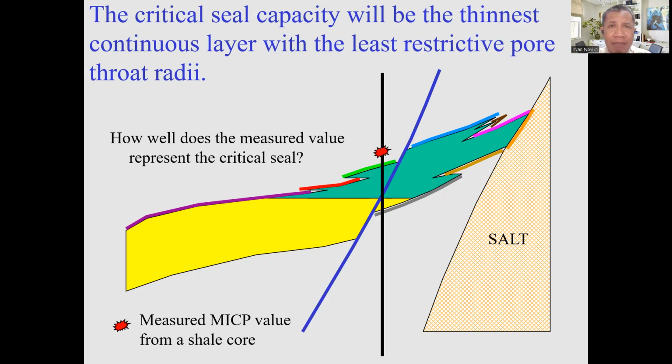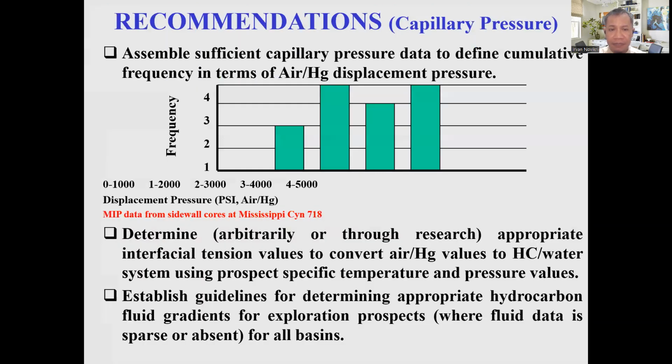The question is asking about the accuracy of the measured value in representing the critical cell. The following illustration is trying to figure out how closely the measured values align with the properties of the thinnest continuous layer with the least restrictive pore radii, which is known as the critical cell. The question is evaluating the reliability of the measurement in capturing the characteristics of the critical cell.